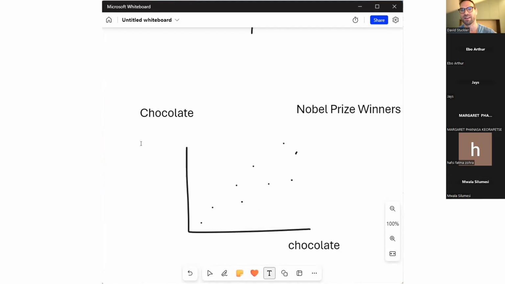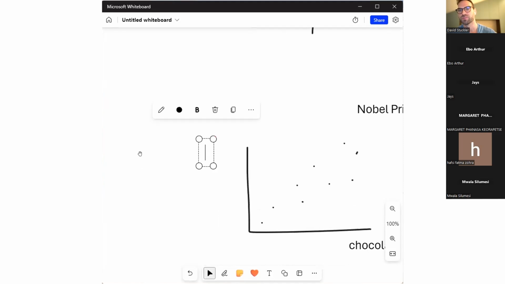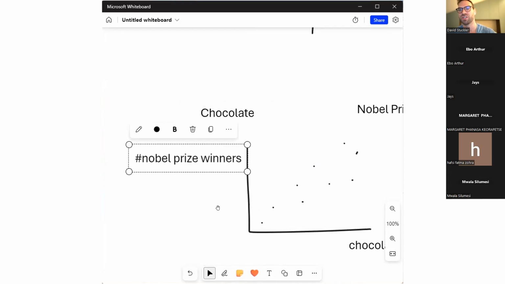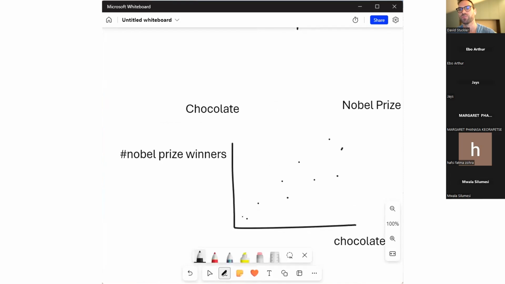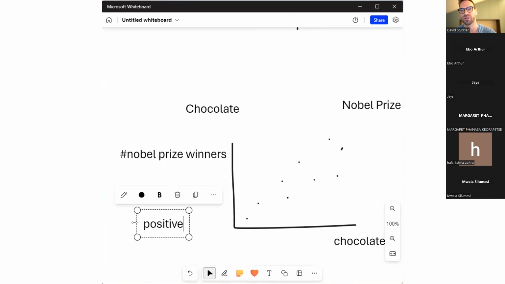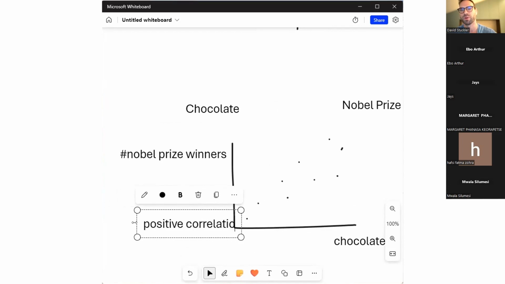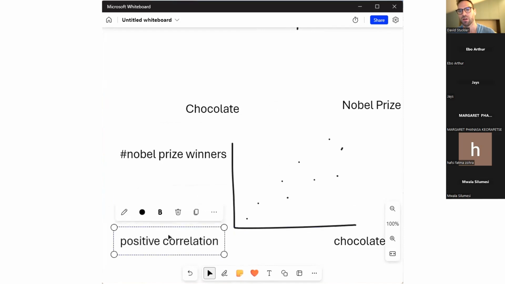And over here they had the number of Nobel Prize winners. And they found this. So you can see, just like I spoke about a moment ago, a seemingly positive relationship between the two things. We call that a positive correlation or positive association, or just a correlation, to keep that simple. And that's it.